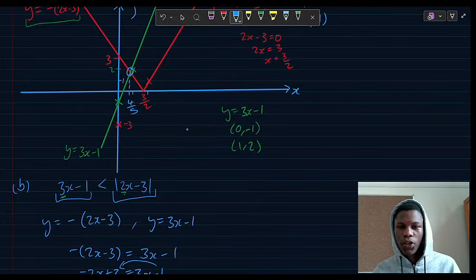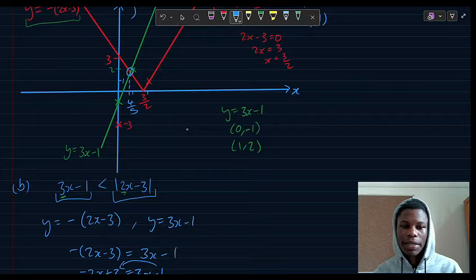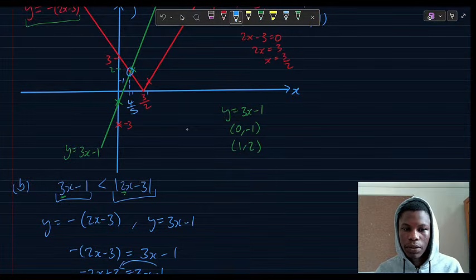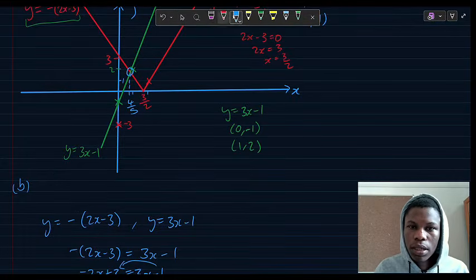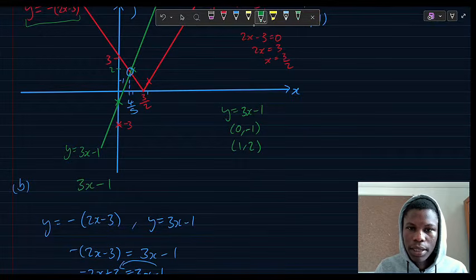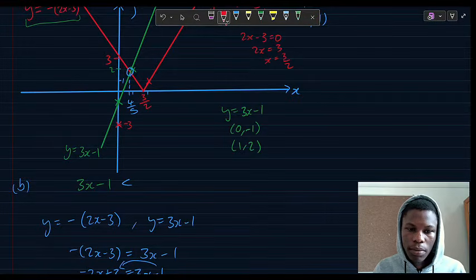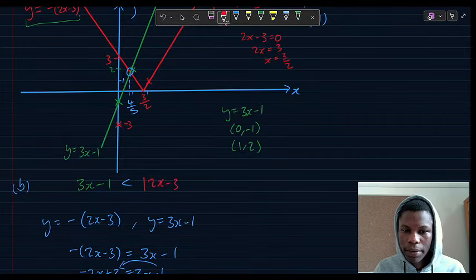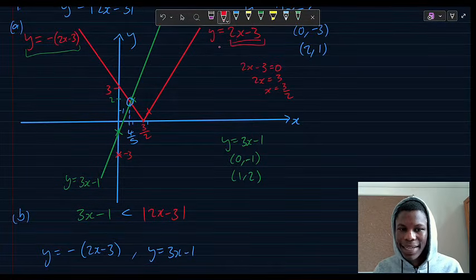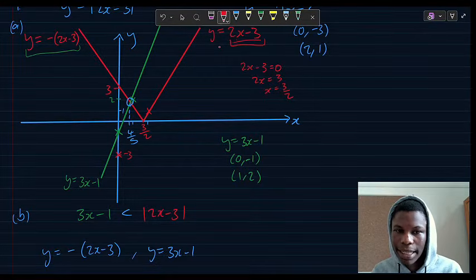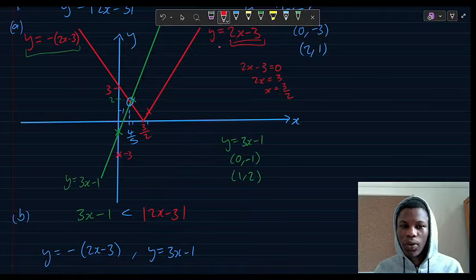Now that we know what our point of intersection is, we have to solve the actual inequality. I'm just going to rewrite the inequality. I want to color code it so that we can compare. So the inequality is 3x minus 1 is less than modulus of 2x minus 3. So the question is asking, when is the green line below or less than the red line? When is the green line below the red line?